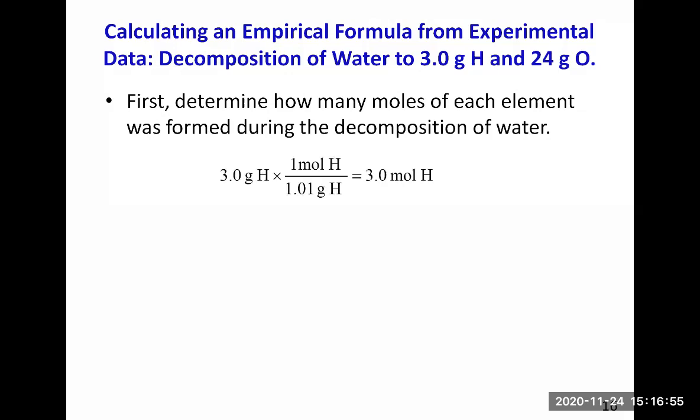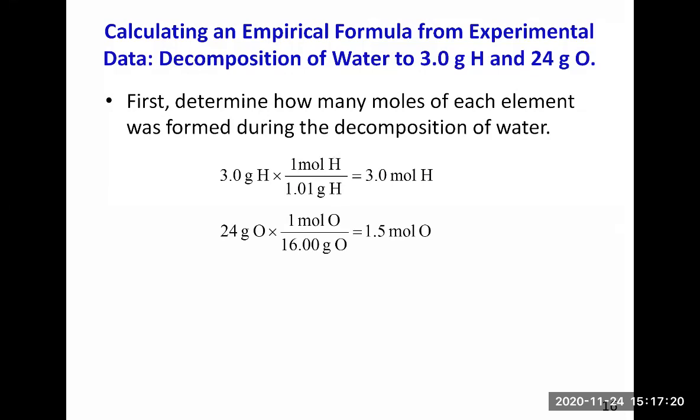The molar mass will be written as a conversion factor with the grams on the bottom and the mole on top, so that we can cancel the grams of hydrogen in this case. So the molar mass of hydrogen is 1.01 grams per mole. And so that gives the same number of moles actually here, 3 moles. And then you do the same with the mass of oxygen.